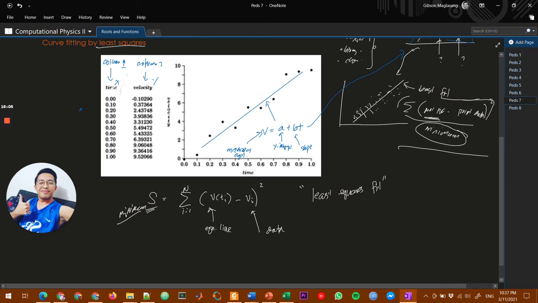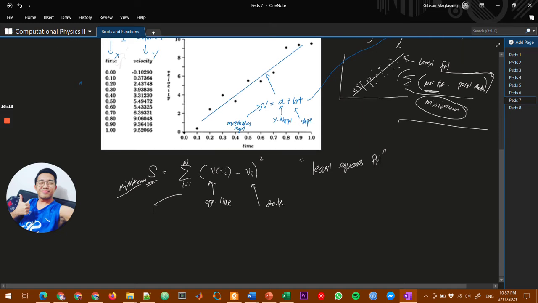Okay. So we can actually write this equation, this one, in terms of parameters A and B. Okay, so we have ang imong V of T of I is just A plus B T of I. Mao na, di ba? Equation sa line. Then square.